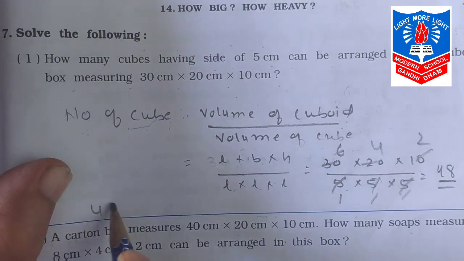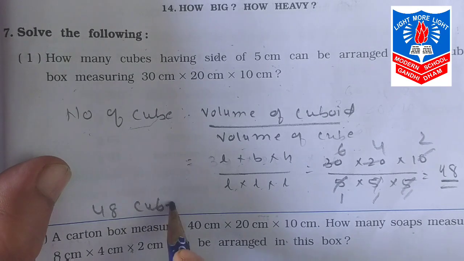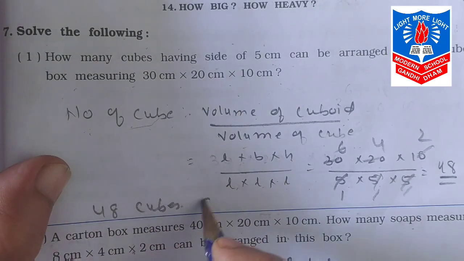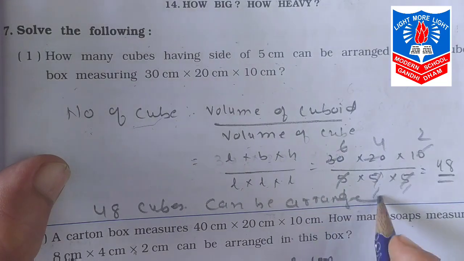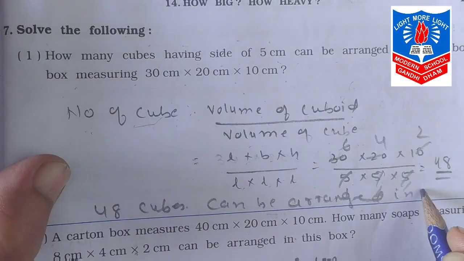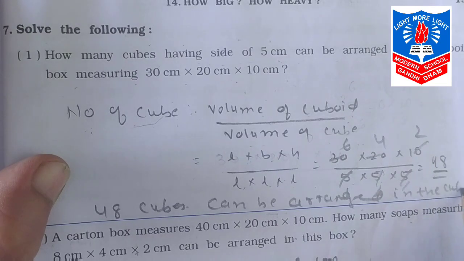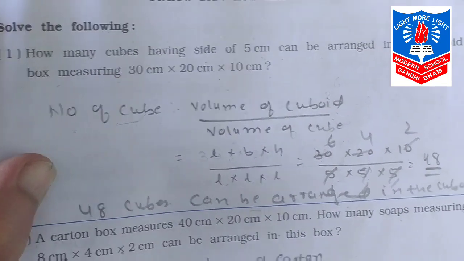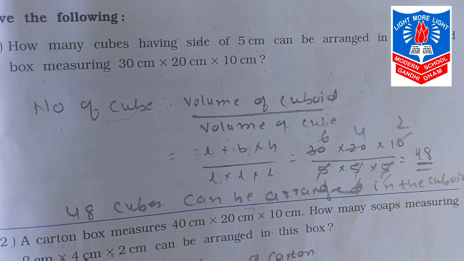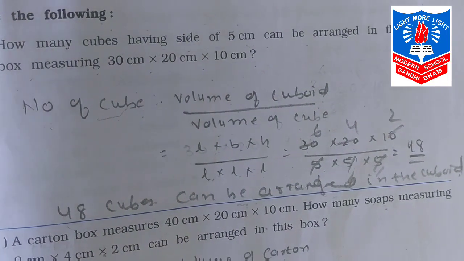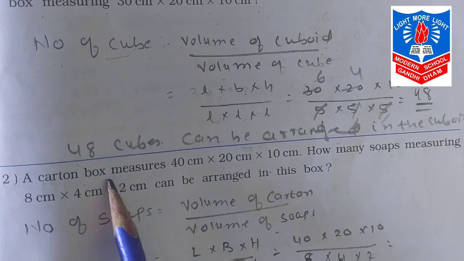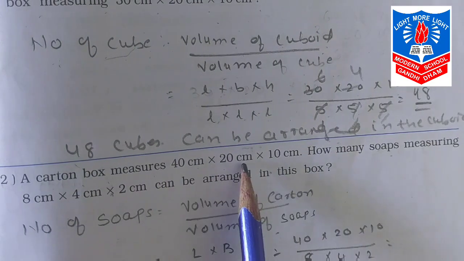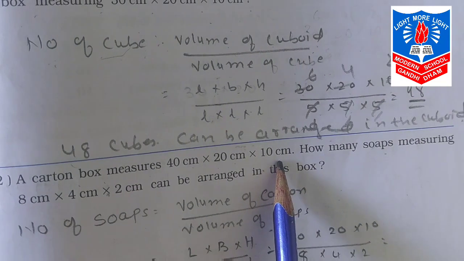So 48 cubes can be arranged in the cuboid. Okay, how many box cubes can we arrange? That is 48. Second one, a carton box measures 40 centimeter, 20 centimeter and 10 centimeter.